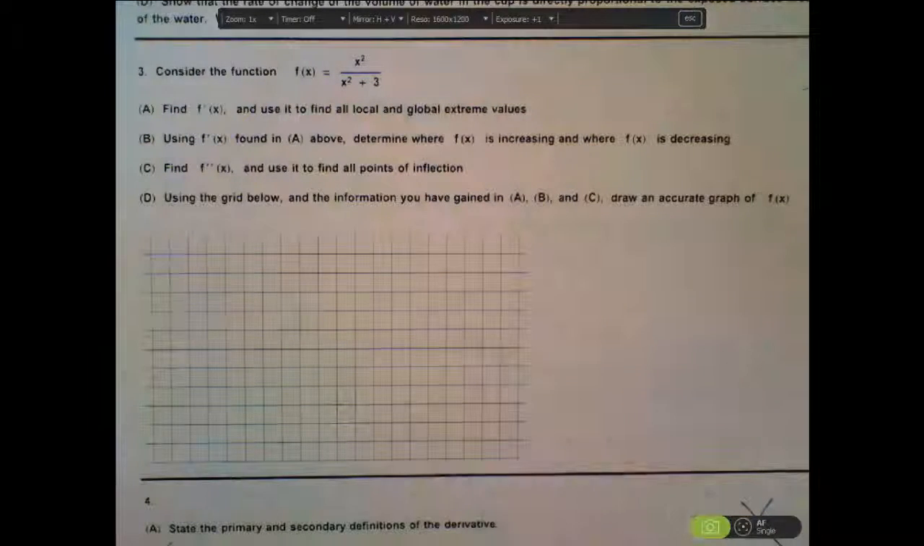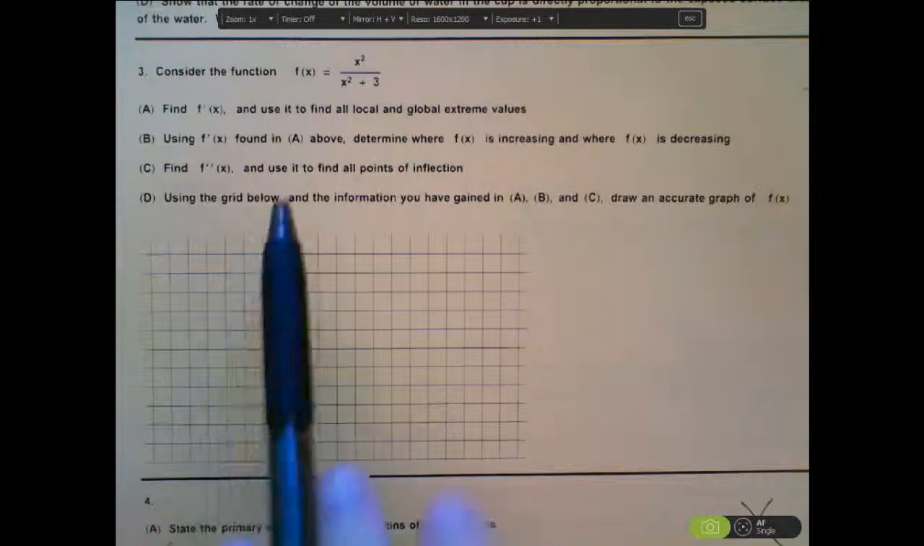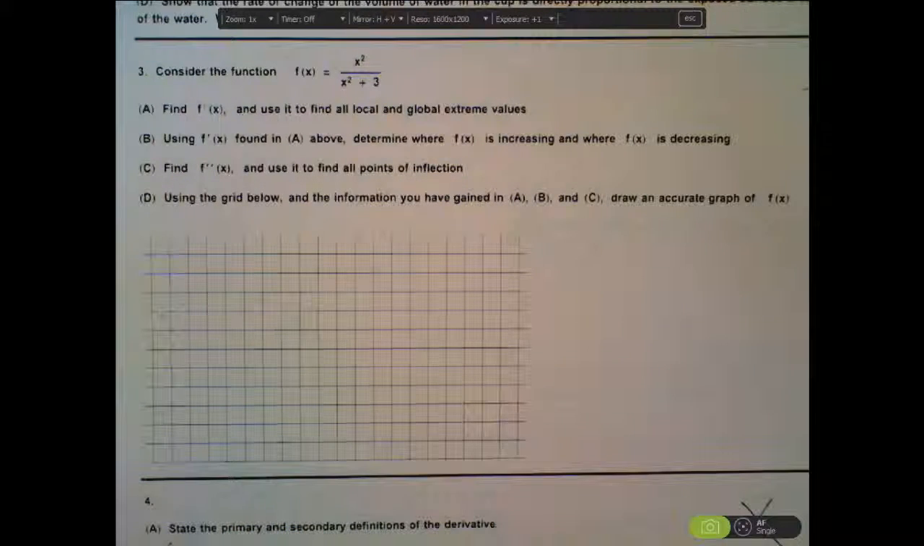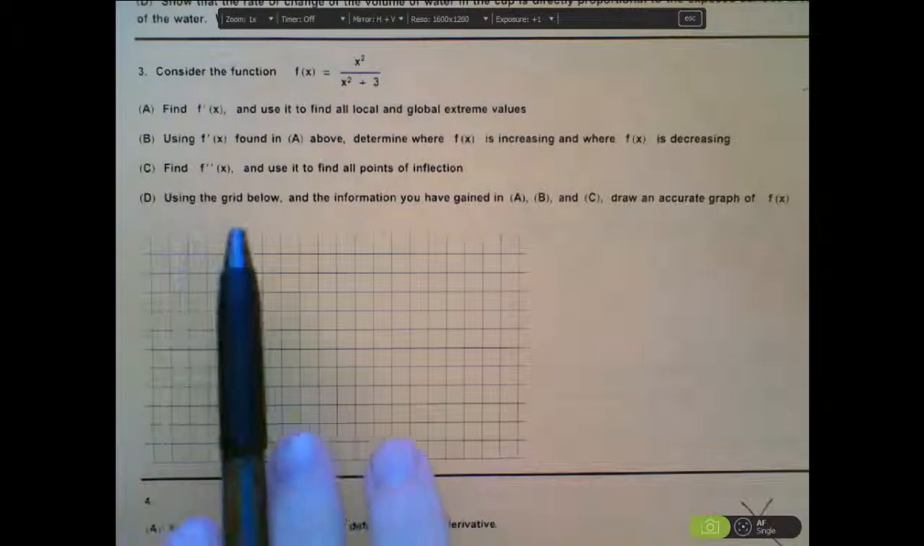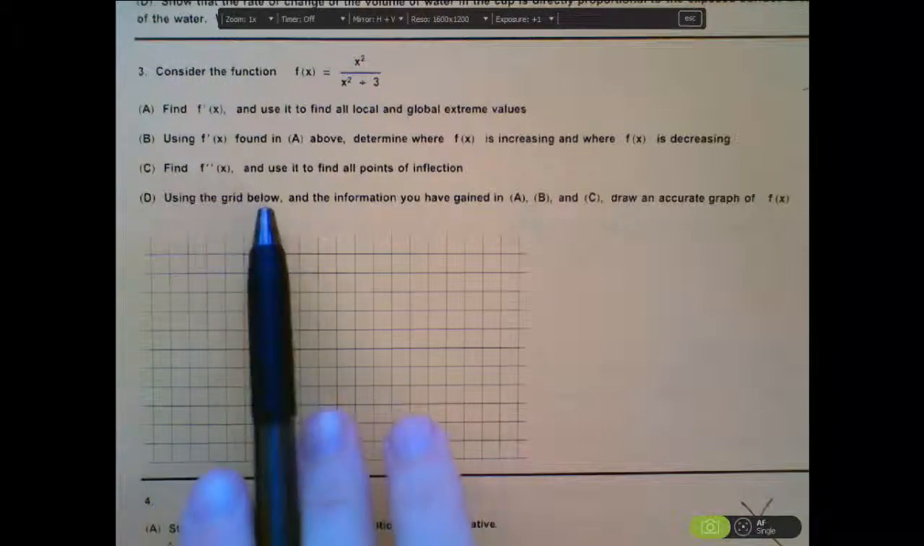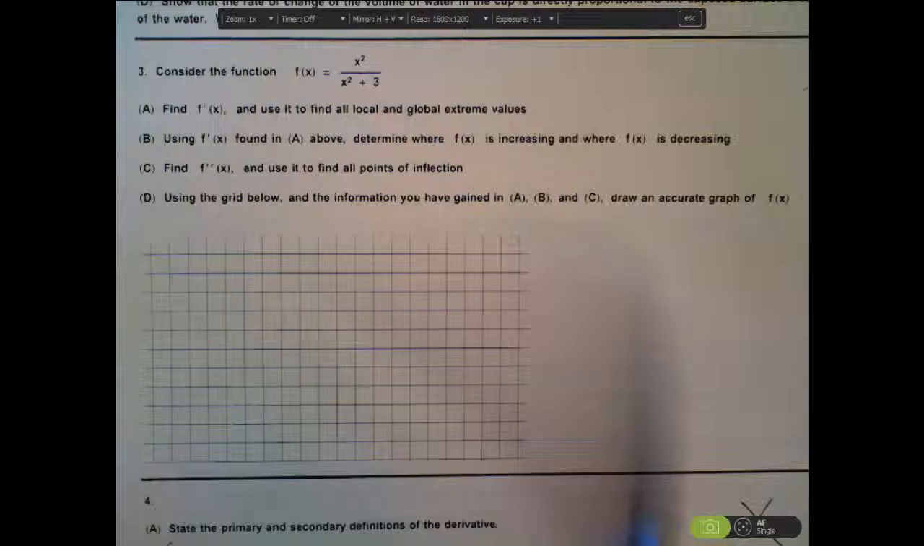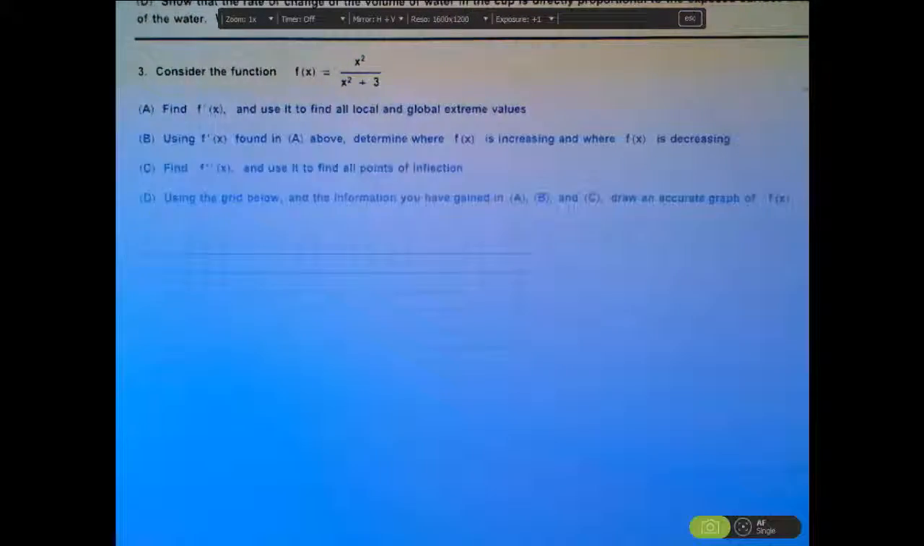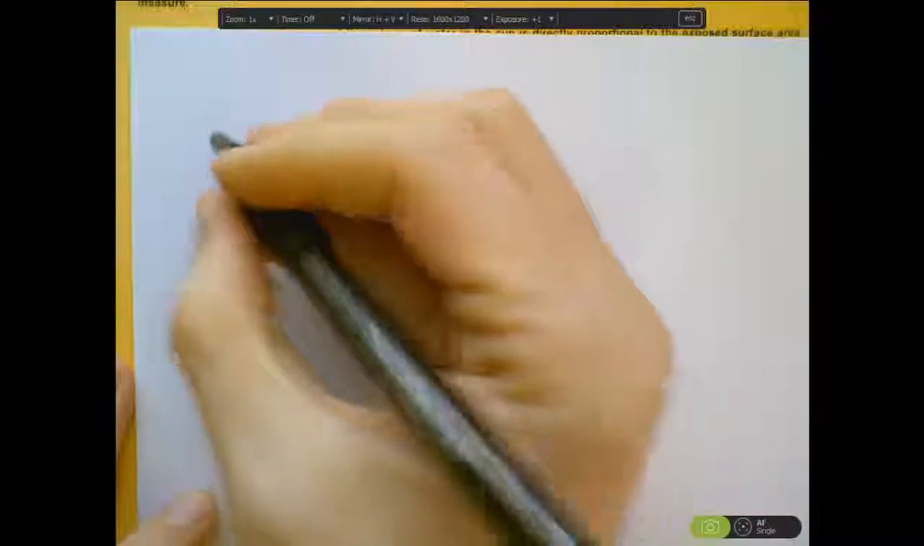So we've got this function. It says find f prime and use it to find all local and global extreme values. Use it to determine where f is increasing and decreasing. Find f double prime and use it to find points of inflection. And then put together all of that information and give a nice sketch of the graph. All right. So we'll start with f.